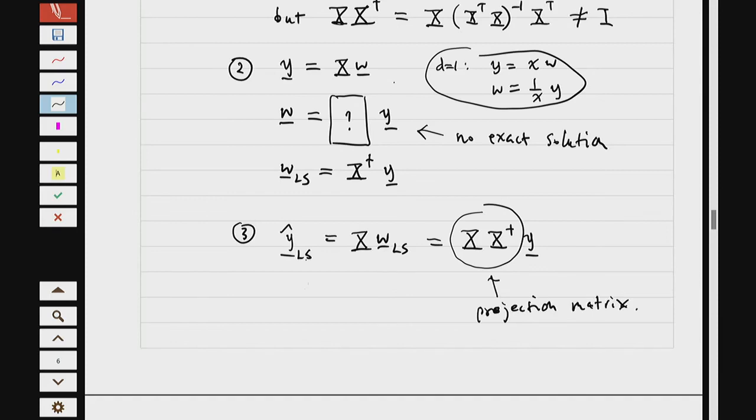And when we talk about projection, that reminds you of geometry, projection of a point onto something. And in fact, there is a geometric interpretation of the least square solution. And we're going to take a look at that in 10 minutes after we take a break.